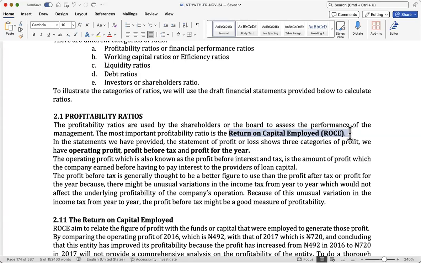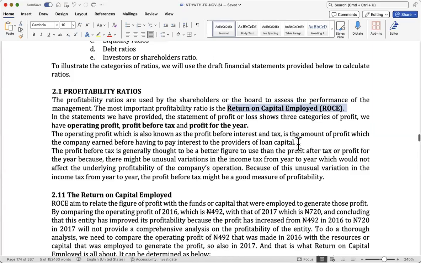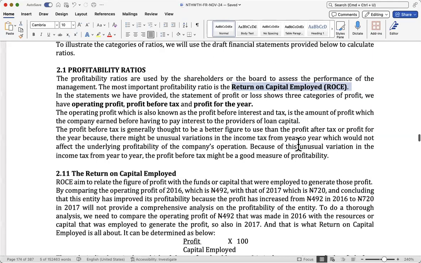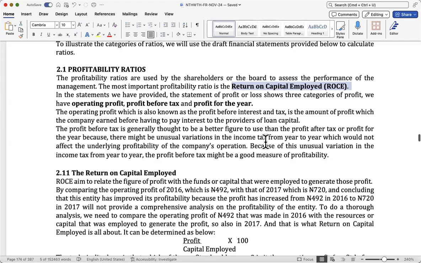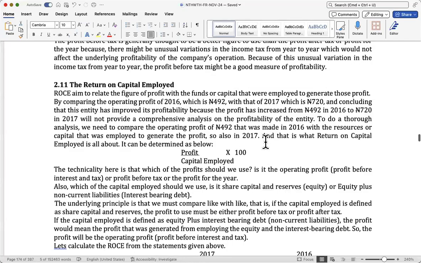And in looking at return on capital employed, we can have different formulas for return on capital employed, which is the first and most important profitability ratio. But the most popular formula that we have for return on capital employed is this.